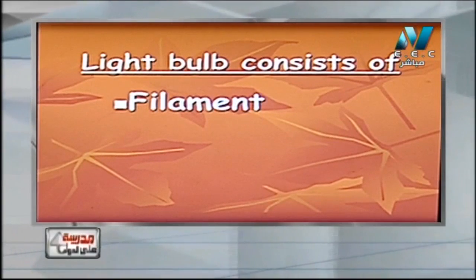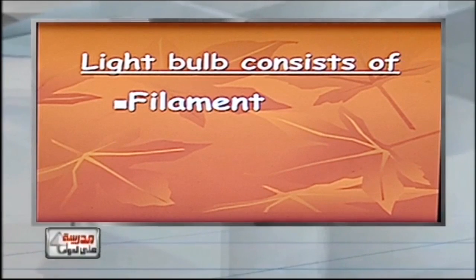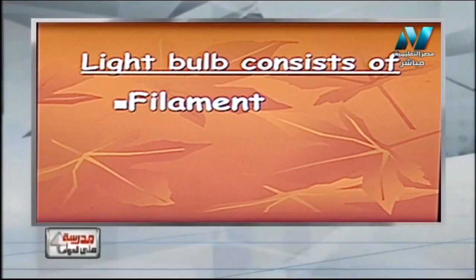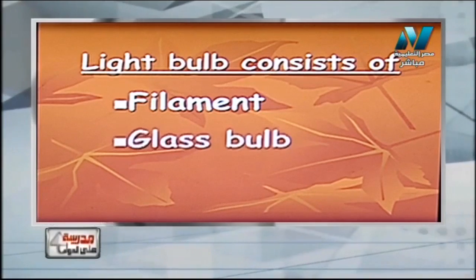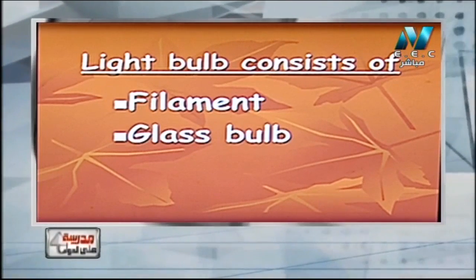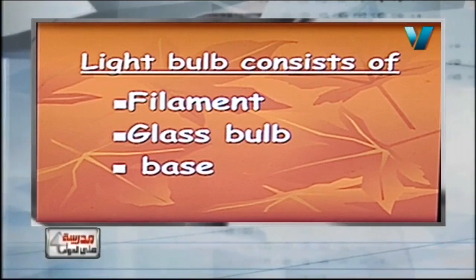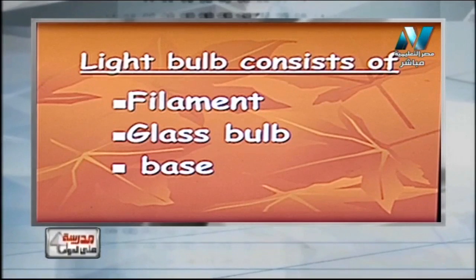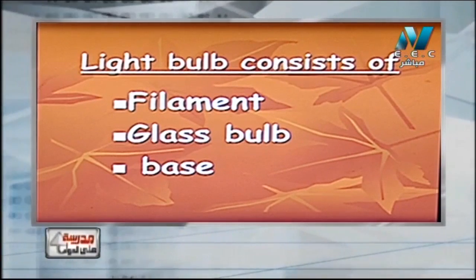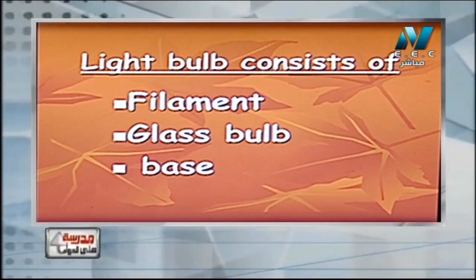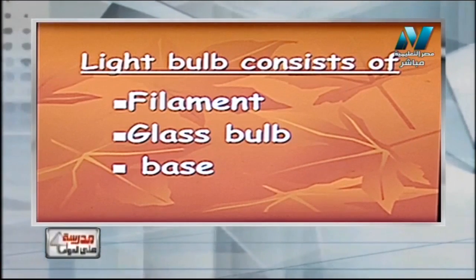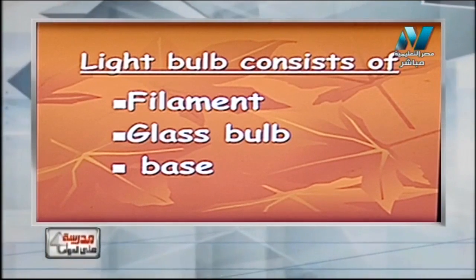A light bulb consists of many components, but the main components are only three. The filament, a word we may be hearing for the first time, is the part that gives light in the lamp, and we will learn what exactly it is made of. Also the glass bulb, and the base. So a complete answer: a light bulb consists of the filament, the glass bulb, and the base.